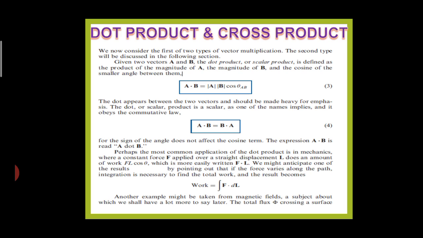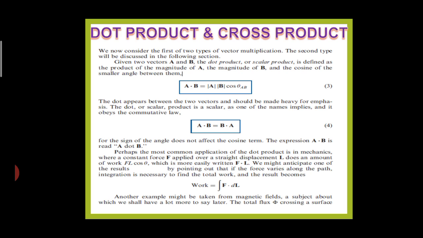Now, dot product and cross product. Like addition and subtraction, one more operation can be performed on vectors. It is multiplication. Vectors can be multiplied in two ways. First is dot product. The dot product we can also call the scalar product, while the cross product we can call the vector product.